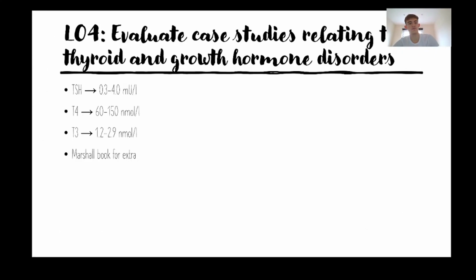As a reference, we've got these levels here of what a normal result would look like. So if you ever get a blood test, you can see what you're looking for. And again, if you look at the Marshall book, it has more case studies and more detail on these diseases, and more diseases in general, as I've only mentioned one main one for each of the states. But yeah, it's really interesting to read about.